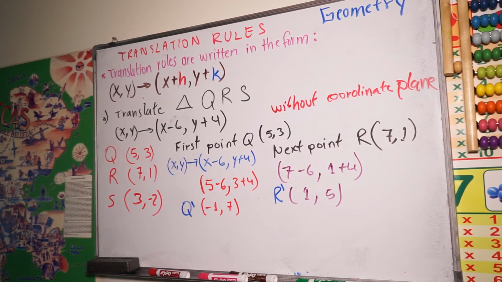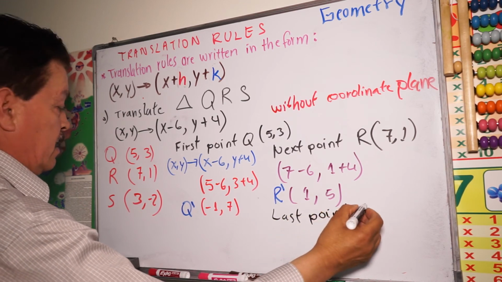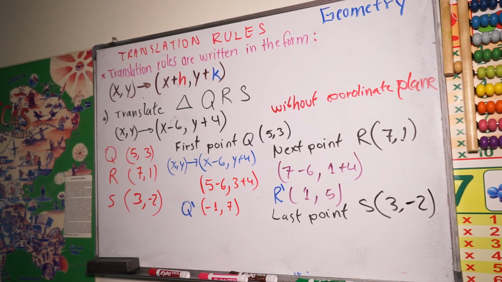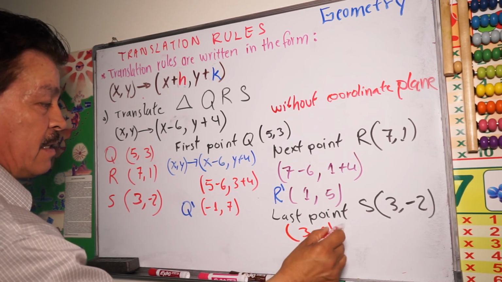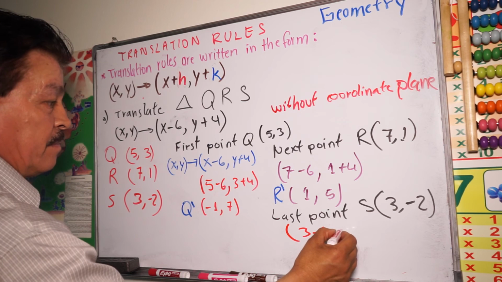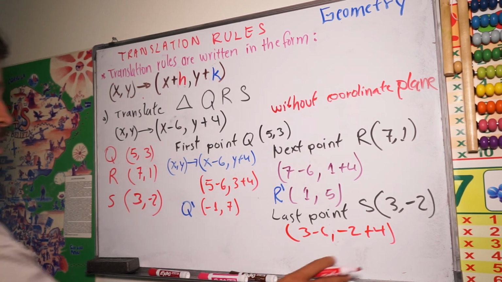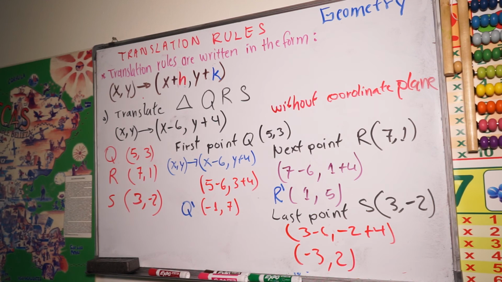Next one, last point is S, 3 and minus 2. So here is gonna be 3 minus 6, comma, and minus 2 plus 4. There. So the answer is going to be minus 3, comma, and 2, right? That point is S prime. Okay, that's it.